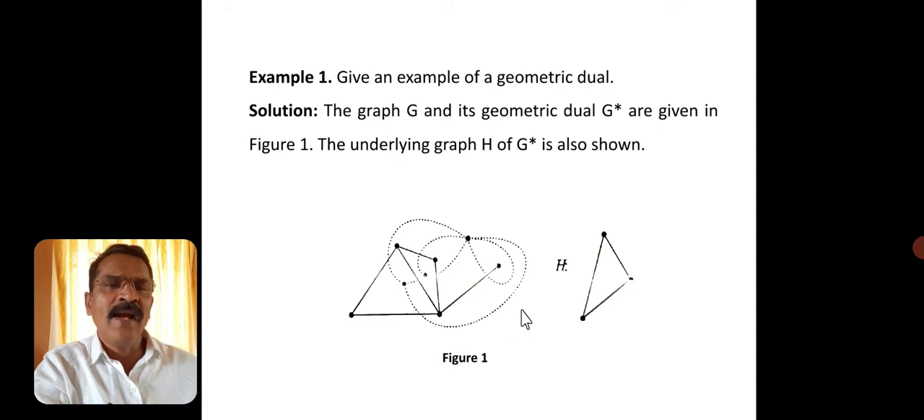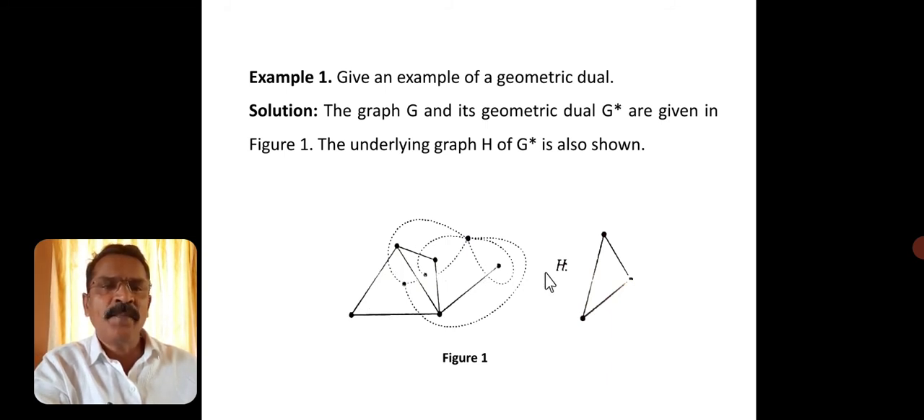Okay, now as I said, for the bridge you have to consider a loop for the exterior region, because the bridge is lying on the boundary of the exterior region. So therefore one loop is considered for one bridge. Okay, so this is how these three vertices with the dashed lines are the geometric dual of the given graph G. Okay, then we got the geometric dual.